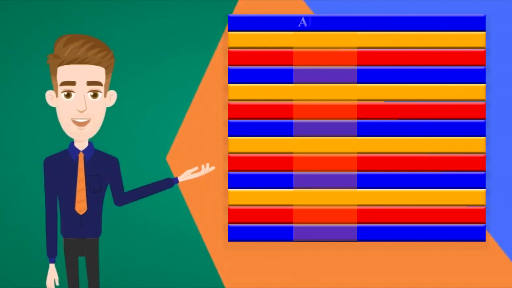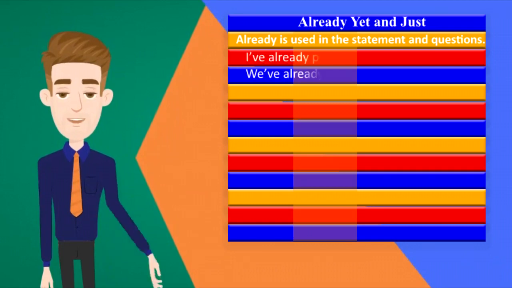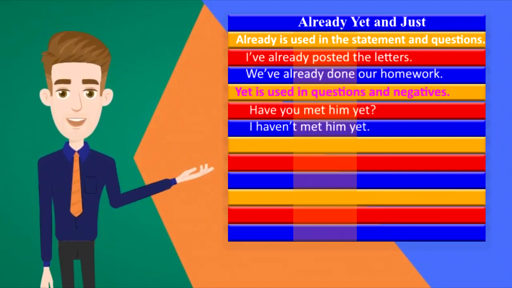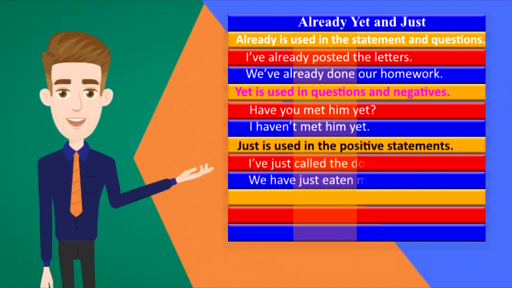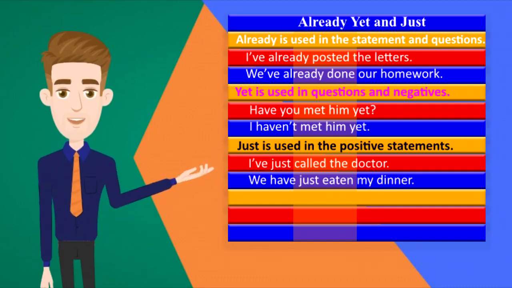In this situation, we usually use adverbs such as already, just, yet. Already is used in statements and questions. I've already posted the letters. We've already done our homework. Yet is used in questions and negatives. Have you met him yet? I haven't met him yet. Though mostly it's used at the end of the sentence. Just is used in positive statements. I've just called the doctor.